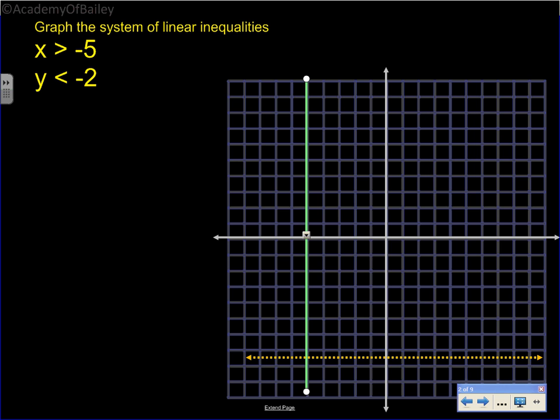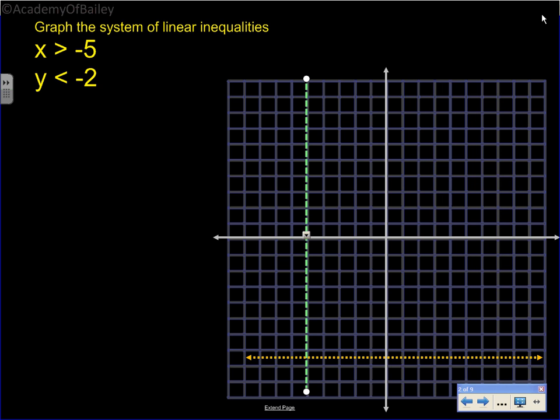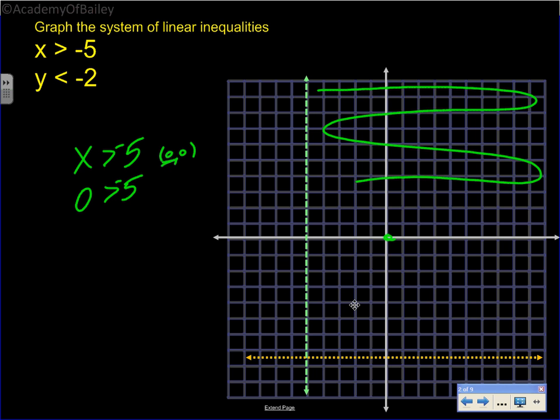Now, is it going to be a solid or a dashed line? It's going to be a dashed line because it does not have the equal to sign with it. Now, x is greater than -5. Let's pick a test point. We can pick the test point 0, 0, so x is 0. Plug that in for x. We don't have a y value, so we don't have to worry about that. Is 0 greater than -5? Yes, it is. So we shade everything on the same side as 0, 0.